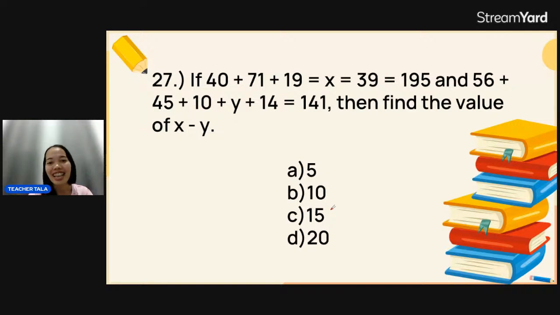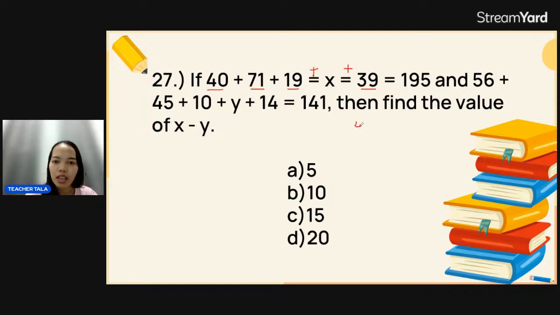I think this is not equals, okay? If 40 plus 71 plus 19 plus x plus 39 is equal to 195, and 56 plus 45 plus 10 plus y plus 14 is equal to 140. This is addition, plus. So, of course, i-add natin itong mga numbers.